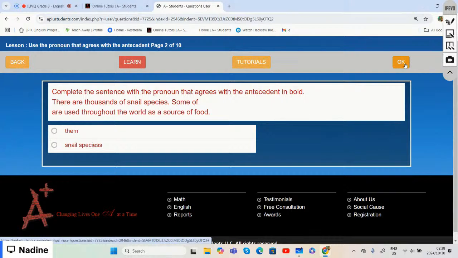The next one says, we need to complete the sentence with the pronoun that agrees with the antecedent in bold. There are thousands of snail species. Some of them, option one, are used throughout the world as a source of food. Or do we say some of snail species are used throughout the world as a source of food? Which one is correct?